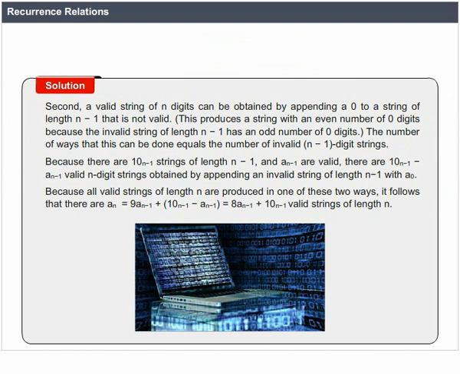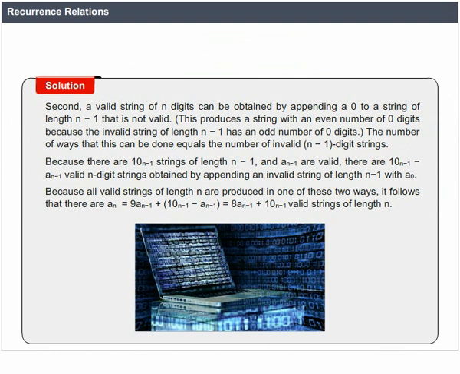Because all valid strings of length n are produced in one of these two ways, it follows that there are a(n) equals 9a(n-1) plus 10^(n-1) minus a(n-1), which equals 8a(n-1) plus 10^(n-1), valid strings of length n.